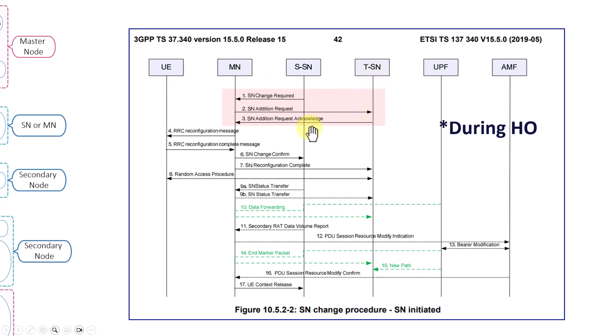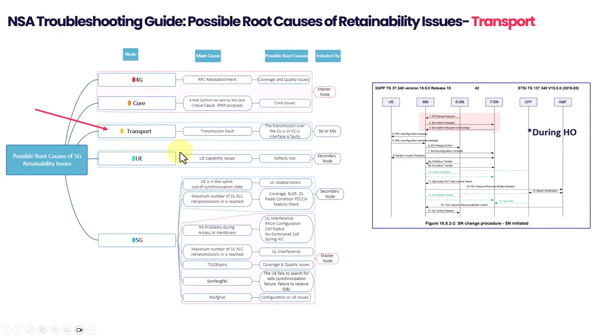In this case, you might see a problem here, or here in the messages. Maybe there is no reply, and this might be because of, for example, an X2 connection down or a transmission issue in general, impacting the X2 connection between the master node and the other secondary nodes. So this is also one of the causes, and I didn't see it that much, but you can see it from time to time.